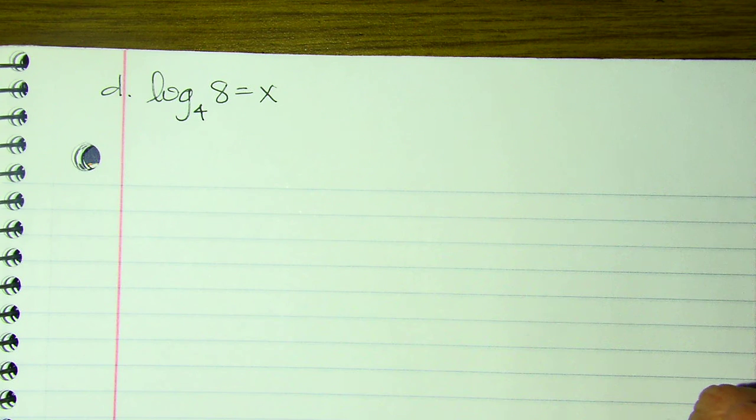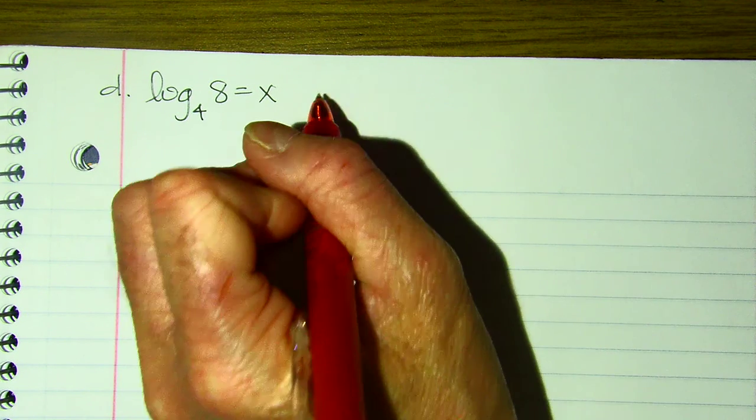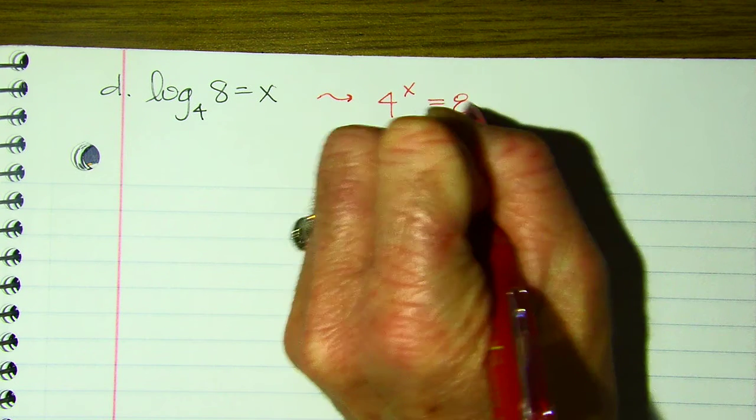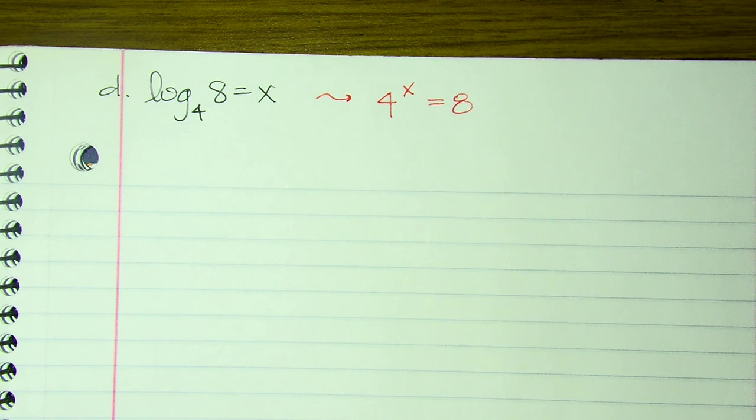D, sorry about that. Log base 4 of 8 equals x. All right, so let's rewrite it. 4 to the x equals 8. Now I know a lot of people want to write x equals 2. No, 4 squared is 16. So this isn't a full 2.